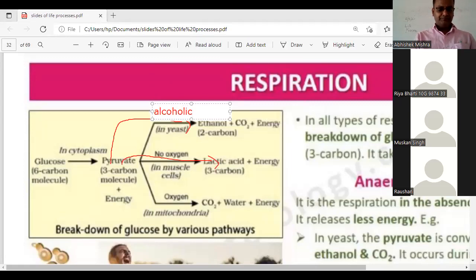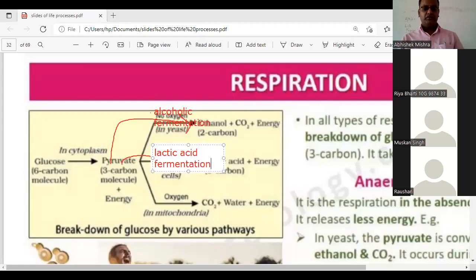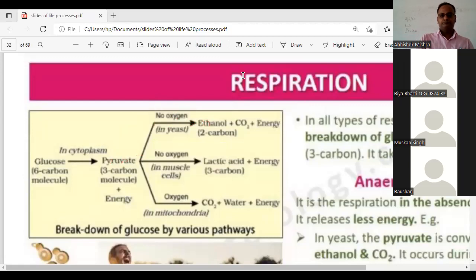This is alcoholic fermentation. And the second one is your lactic acid fermentation. Okay, so these two are very important and vital processes.